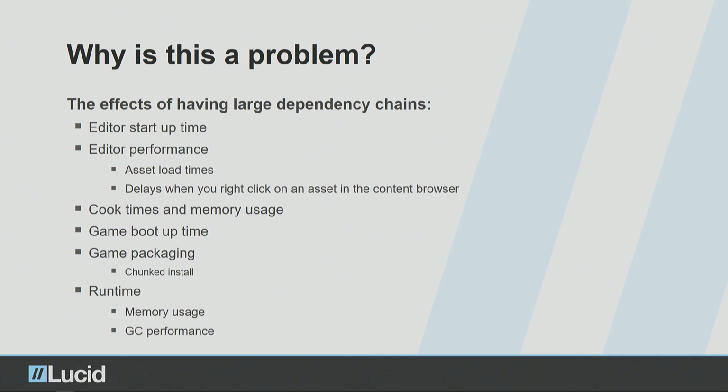Cook times can be affected as well, because when it cooks an asset, it has to load it, and then it has to load all its dependencies. So you end up with your cooker taking a lot of time and also a lot of memory, because it's constantly loading everything in when it cooks it. And if you don't have enough memory on your machine, the garbage collector is going to get thrashed, and stuff's going to get loaded and unloaded very rapidly in memory, causing a lot of churn and a lot of slowdown. So that's another symptom of this.